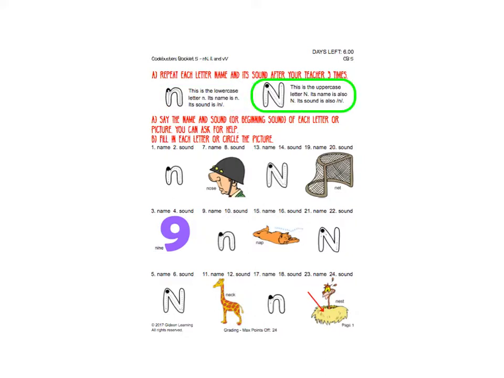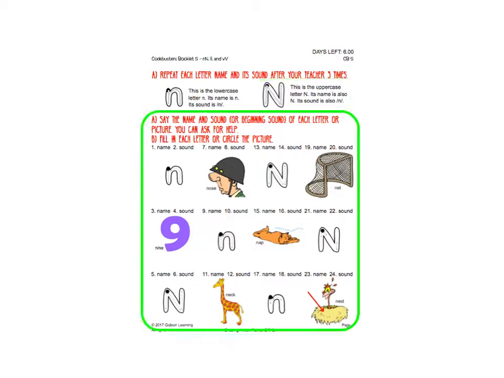This is uppercase letter N. Its name is also N. Its sound is also N. And now we're going to say the letter name and its sound 3 times. N, N, N. And we can write our uppercase letter N. Now we'll move on to the next section of this page.